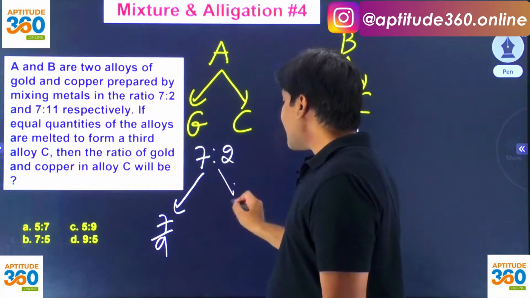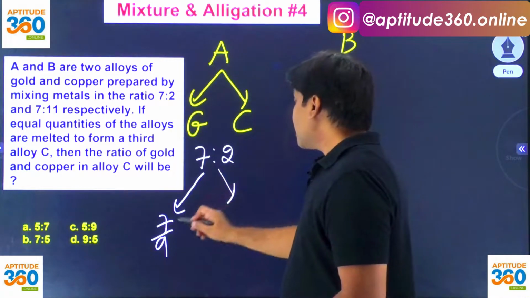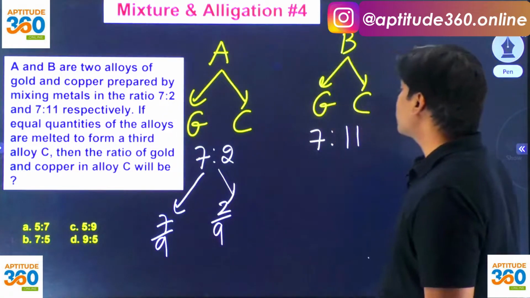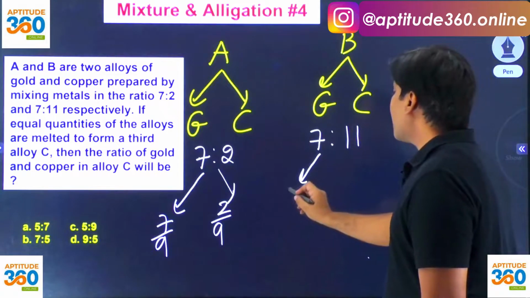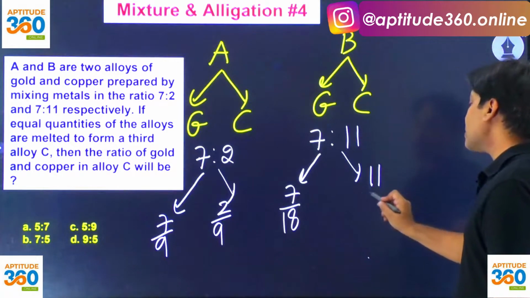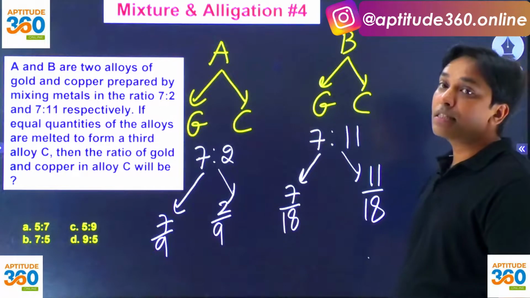Where did this 9 come from? 7 plus 2. So copper is 2/9 of the total. Similarly, gold in the alloy B is going to be 7/18 and copper is going to be 11/18.